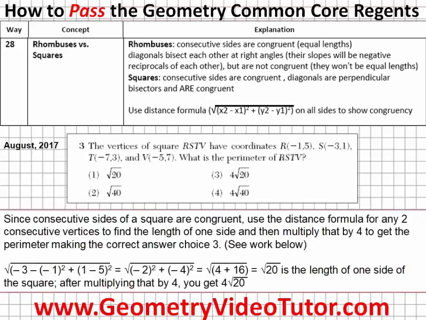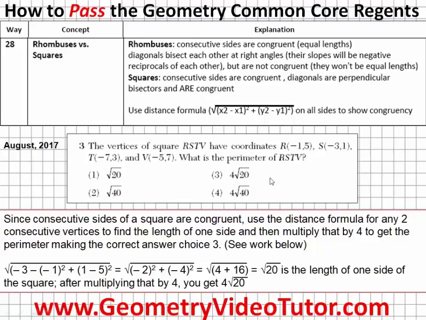On the same test was another multiple choice question that could have been answered correctly using the information from way number 28. This time they say the vertices of a square RSTV, they give you the coordinates, and they want the perimeter. Well, like we said before, squares have consecutive sides that are congruent. So once again, you want to use the distance formula, and you could just do it on one side because the perimeter of a square is going to be the side of the square multiplied by 4.